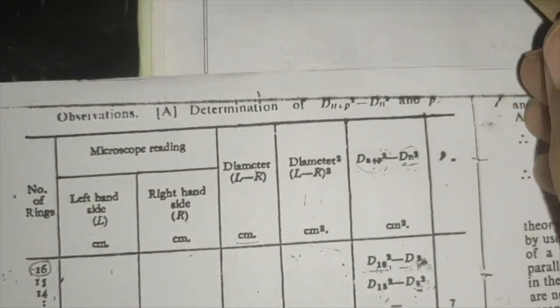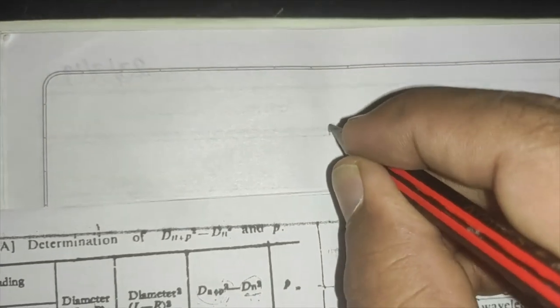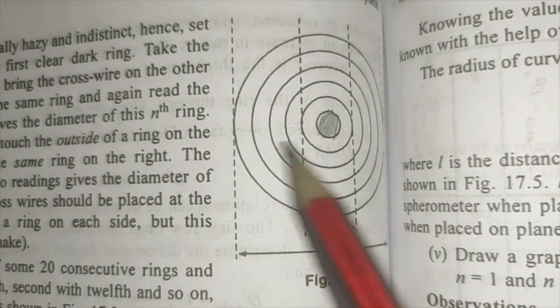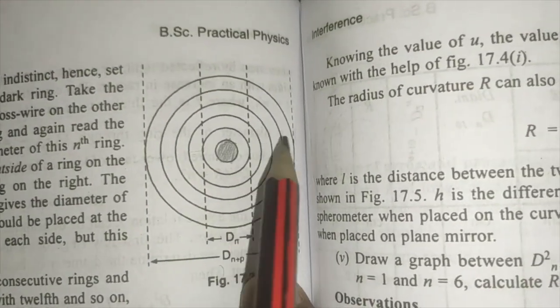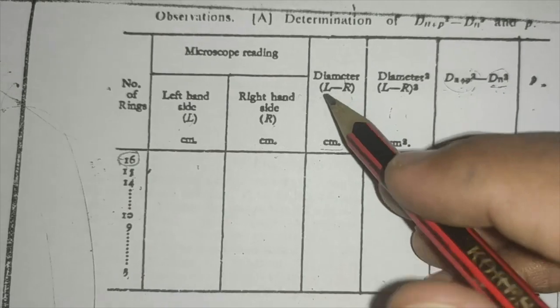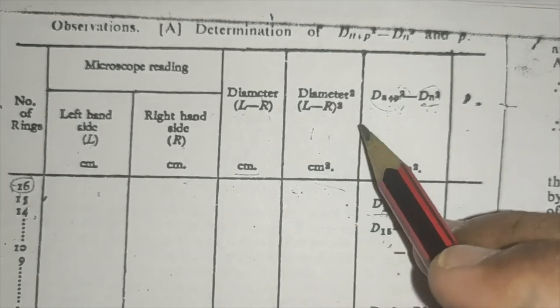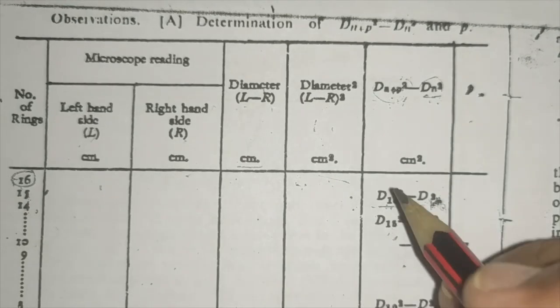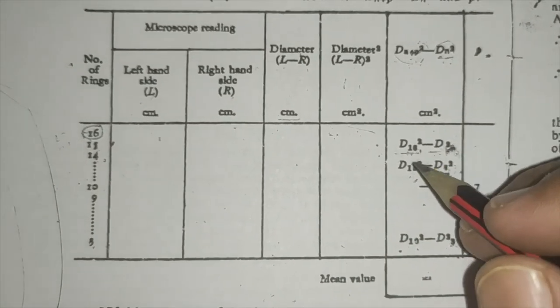As I have told you, this is my dark fringes, so this is the left side reading, and this will be the right side reading. Okay, so this left minus right will give me the diameter, and this is the diameter square, and then you know that Dn plus p square minus Dn square. Okay, so we'll discuss this later.